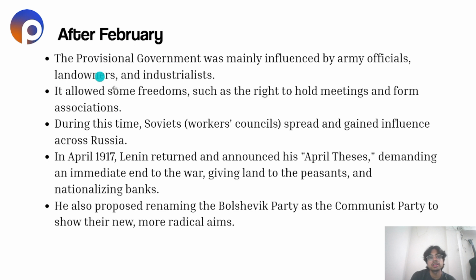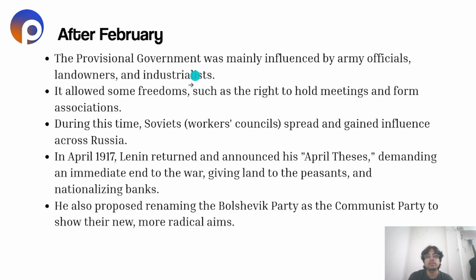Now, after the February Revolution, the provisional government was mainly influenced by army officials, landowners, and industrialists. It allowed some freedoms, such as the right to hold meetings and form associations, which was not allowed before. During this time, Soviets, meaning the Workers' Councils, spread and gained influence across Russia. In April 1917, Lenin returned and announced his April Theses, demanding an immediate end to the war, giving land to the peasants, and nationalizing banks.